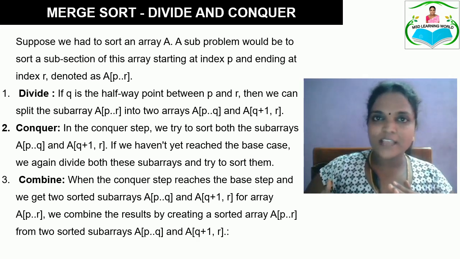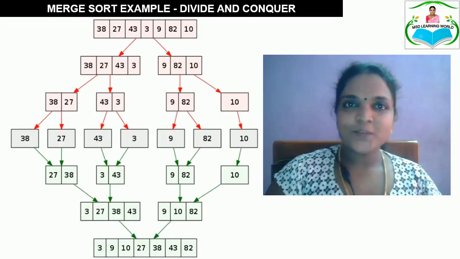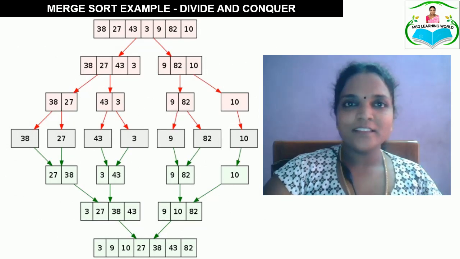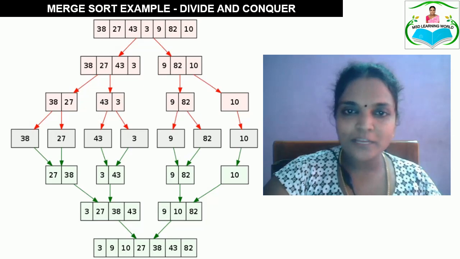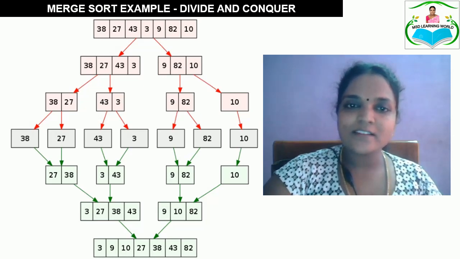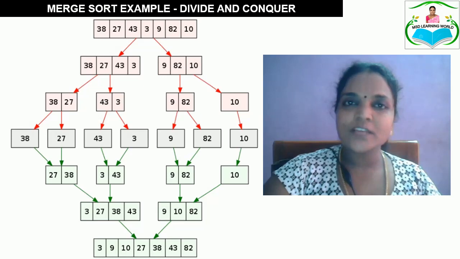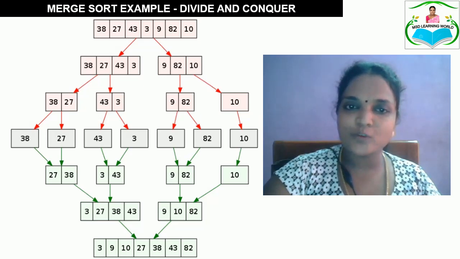So let us see an example of how these merge sort steps are implemented by divide and conquer. Here the array consists of the following elements: 38, 27, 43, 3, 9, 82 and 10. So the total number of elements is 7, and the index goes from 0 to 6. So 7 divided by 2, the first divide is going to happen. This is the first iteration. In the first iteration, 7 divided by 2 is 3, so the third index is the element 3.